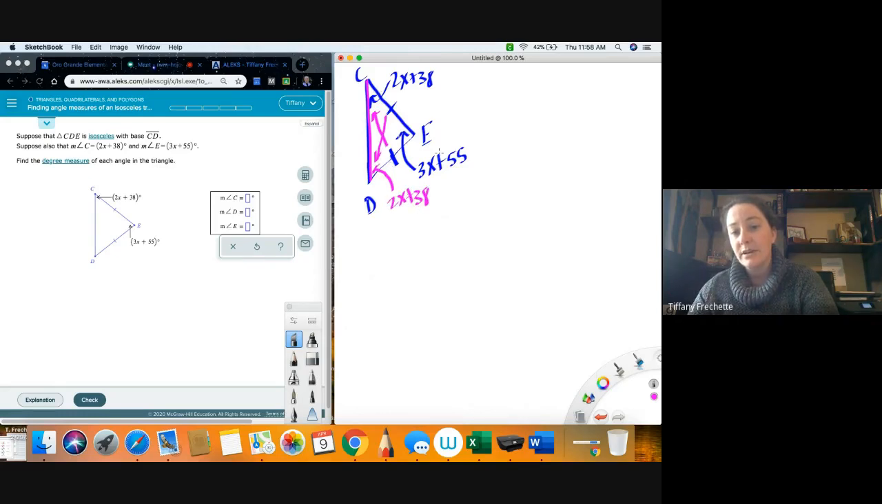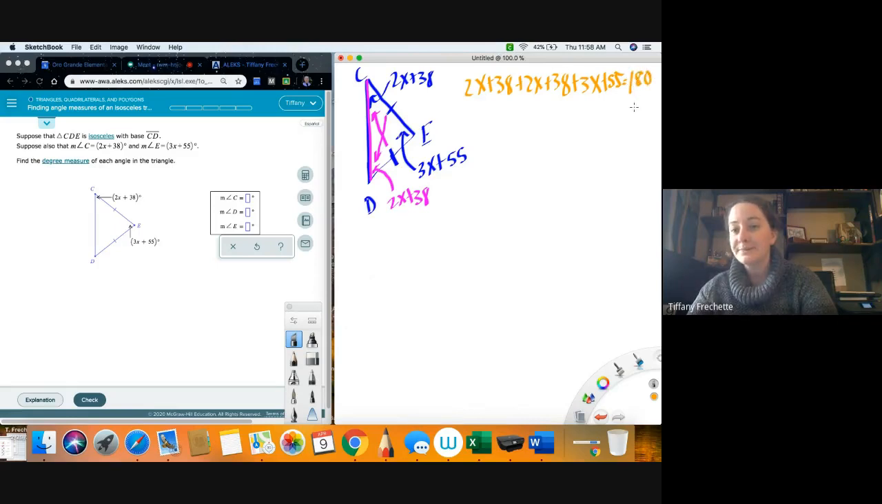So do we have all three angles now? We do. In a kind of funky way, but we do. We have all three angles. So what we want to start doing now is adding them together. Let's see, I'll use orange so it doesn't get too crazy here. So I want to add these together. So I have 2x plus 38 plus 2x plus 38 plus 3x plus 55. Why am I adding them all together? And I haven't actually said this yet. What do all the angles of a triangle have to add up to?